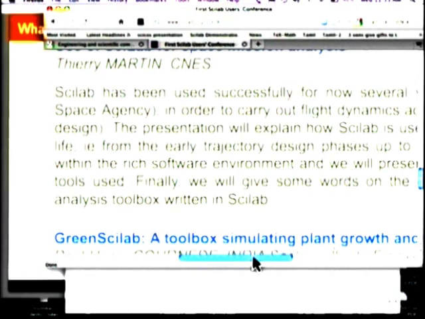But I want you to see this talk, Use of Scilab for Space Mission Analysis. This was presented by Dr. Martin of CNES, which is equivalent of our ISRO. Okay. Now, if you click here, you can see that he actually talks about what is Scilab. Okay, of course, I can make it slightly bigger. So he says that it has been used successfully for several years in their space agency.